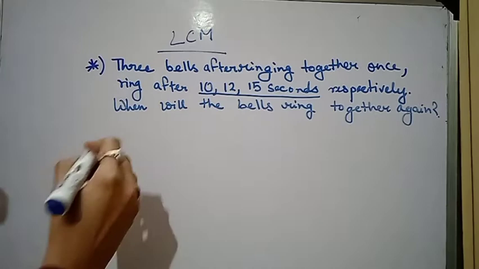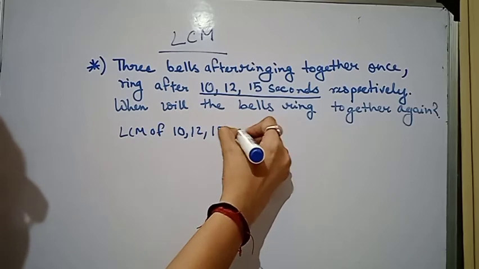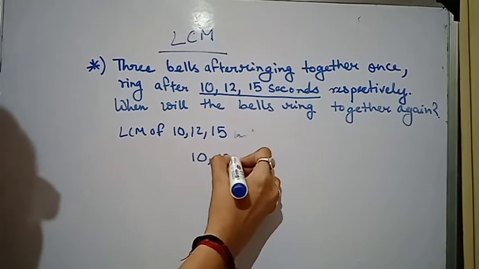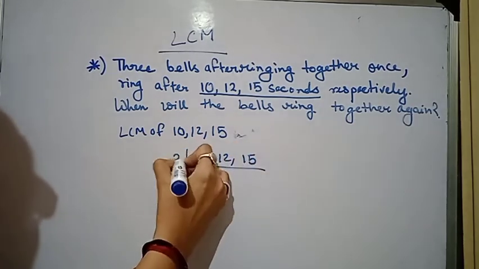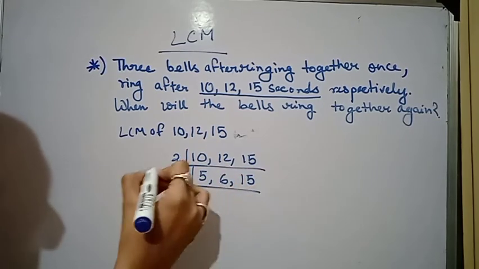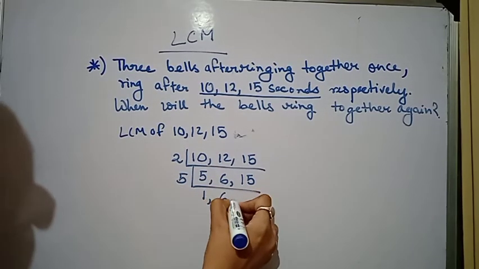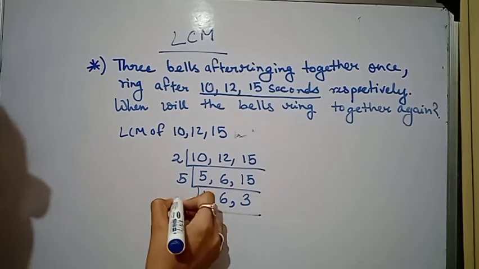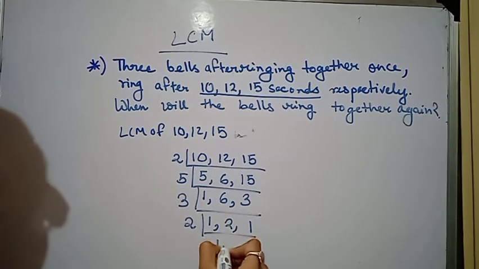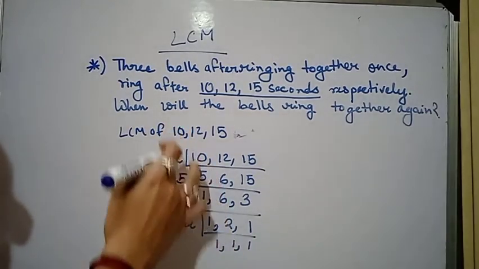So the answer will be the LCM of 10, 12, 15 seconds. Or we don't have to write seconds, we just write the numbers. Then we use the shortcut method here. 2, 5 and 6. 15 cannot be divided, so I am writing 15 here. In the next part I am dividing by 5, so 5 will be 1. 6 cannot be divided, so this will be 3. Next 3, I am using, 1, 2 and 1. Next 2, 1, 1 and 1. So as you can see, the product of these numbers will be my LCM.